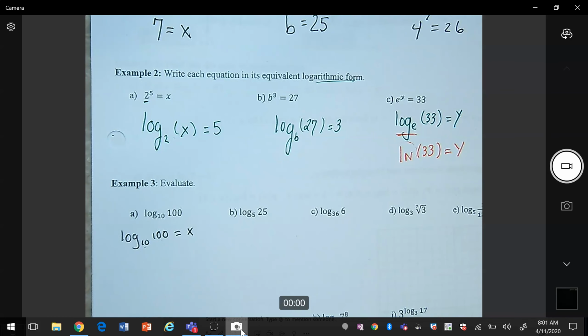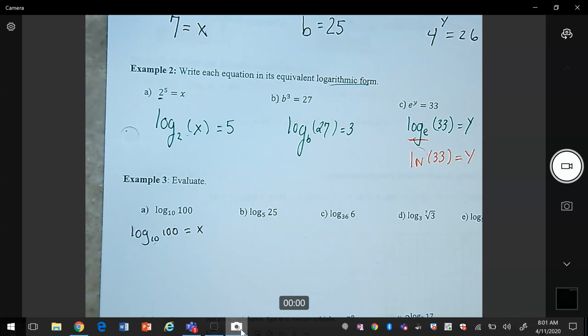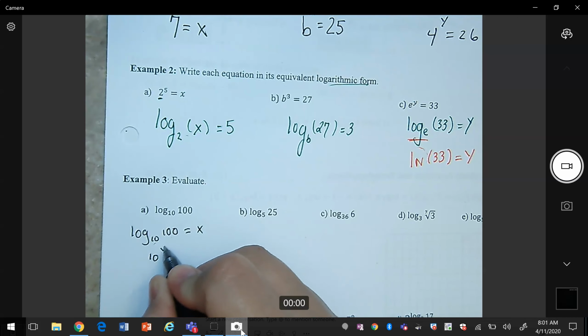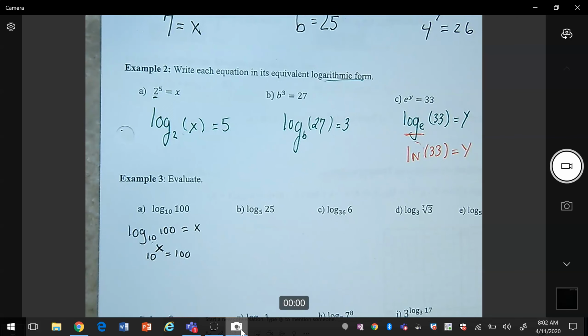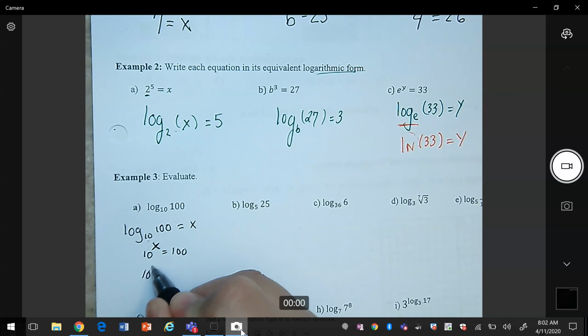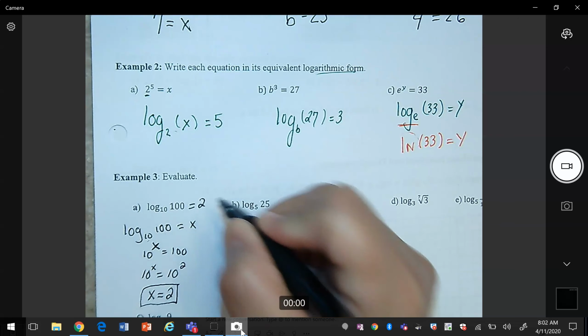Or we can use the one-to-one property that we learned in the last section. So first we can change this to an exponential form. So this would be 10 raised to the power of x equals 100. And I can rewrite this as, instead of 100, I can write it as 10 squared. And since the bases are the same, I can set the exponents equal to each other. So log base 10 of 100 is equal to 2.